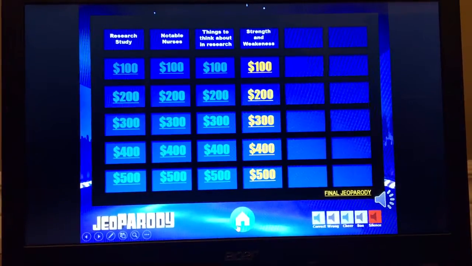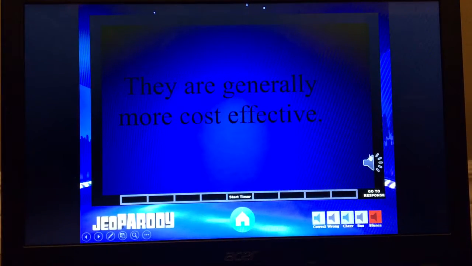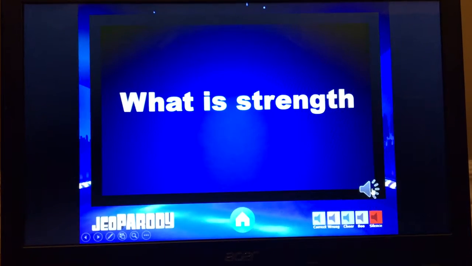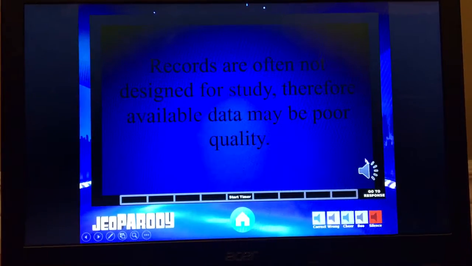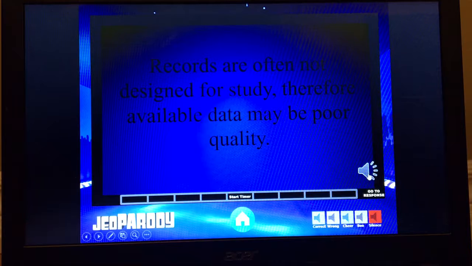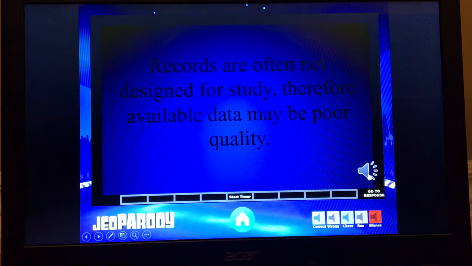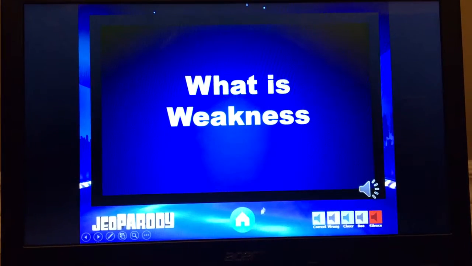Strengths and weaknesses of a retrospective study design. They are generally more cost effective. What is strength? Records are often not designed for study, therefore available data may be poor quality. What is weakness?